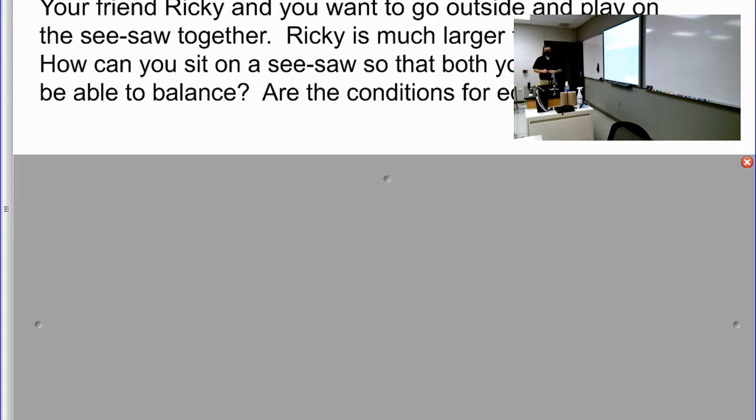A lot of times when we're talking about rotational equilibrium, we're talking about balancing things on each side. You and your friend Ricky are on a seesaw together. Ricky is much larger than you are. You may have some previous experience with that. How can you still seesaw together? And where should you sit so that you can seesaw and balance?